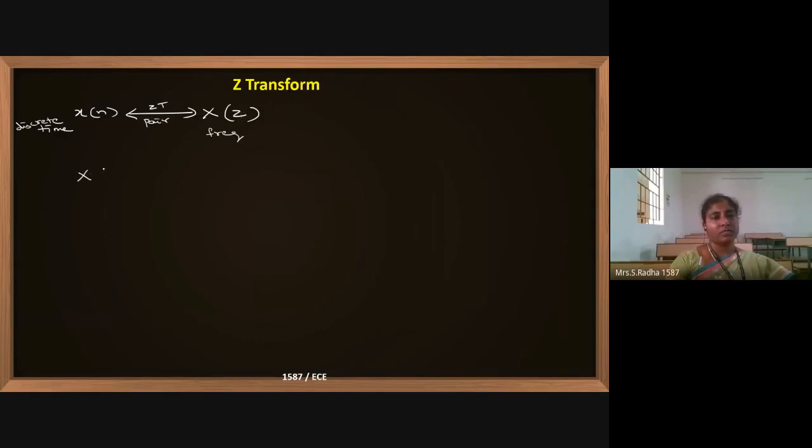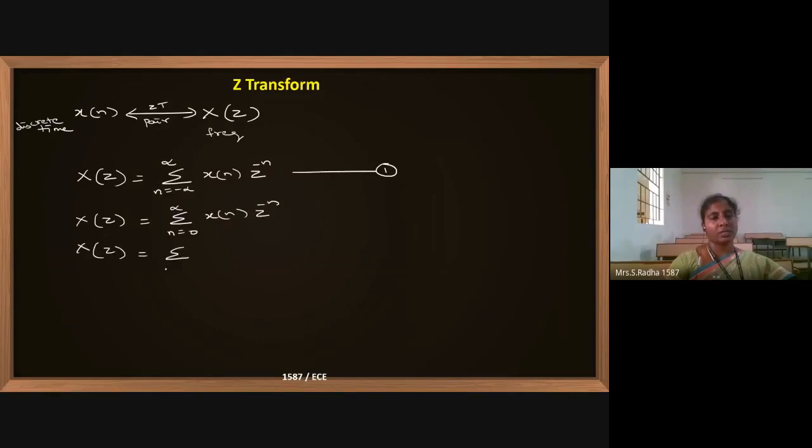So if you want x of z, how to calculate? Signal into z power minus n is the formula. Summation limits are n equal to minus infinite to plus infinite. You can also take it as summation n equal to 0 to infinite x of n z power minus n. Other way, you can also calculate summation n equal to minus infinite to minus 1 x of n z power minus n.